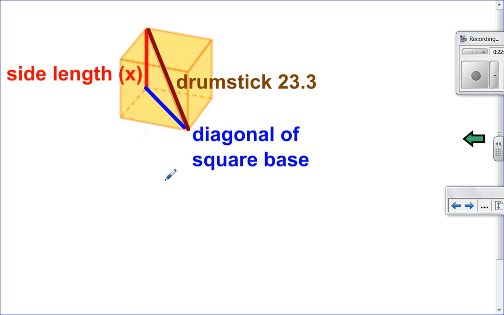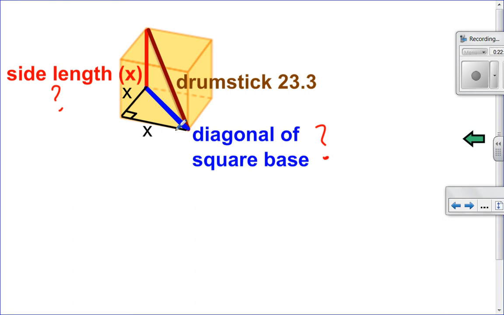Now, this isn't going to help me because I don't know what my diagonal of the base is. I don't know the side length. All I know is the drumstick is 23.3. So I need to look at something a little bit different. Since I want to come up with something for my drumstick, I know my side length is x, but what's my drumstick? I'm actually going to look at the base of the cube. The base of the cube is made up of a side length x, and a side length x here, and we want to solve for the diagonal.